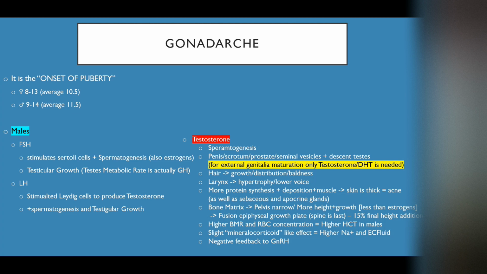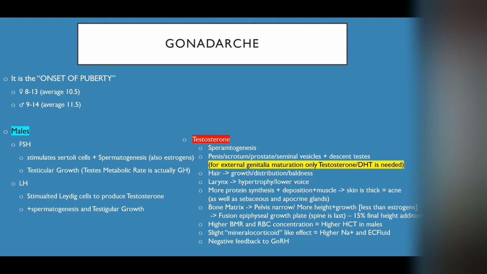For male, remember, testosterone and dihydrotestosterone are needed for external genital maturation. We're going to go into detail when we do the sex development lecture, later on another day. Then we have all the organs becoming bigger, descent of testes, hair, male baldness, larynx, lower voice. For men, protein synthesis, that's your muscle. And remember, muscle has more water, so higher total body water in men than females. Skin is thicker, another risk factor for acne. That's why men have a bit more acne than females.